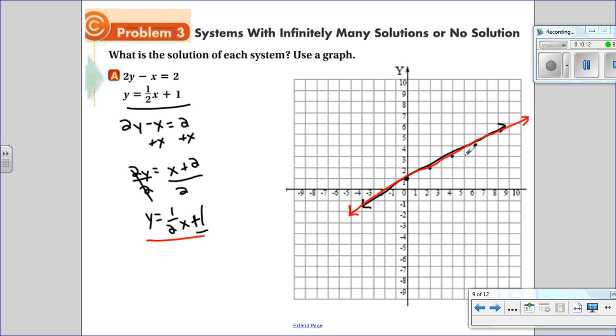So what that means is, if they end up being the same line and on top of each other, they have infinitely many solutions. So what is a solution? Infinitely many solutions.